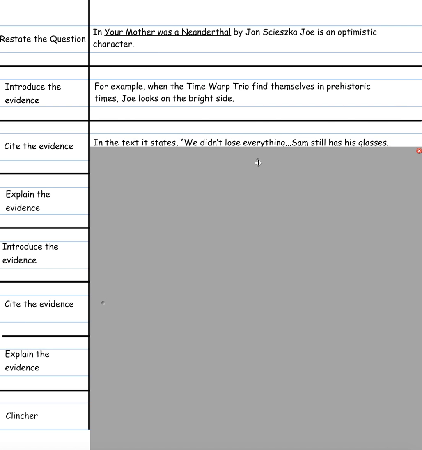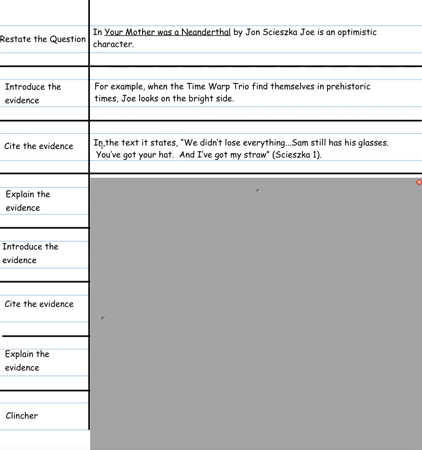Again, I went right onto page 1. I used my sentence starter. In the text it states, "We didn't lose everything. Sam still has his glasses, you've got your hat, and I've got my straw." And since it's the first time that I am citing from the text, I'm including the author's last name and the page number that I found it on. And then I have my period on the outside.